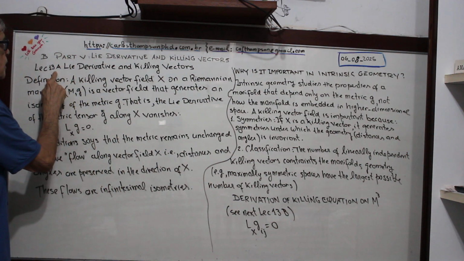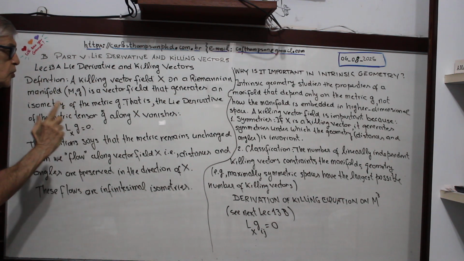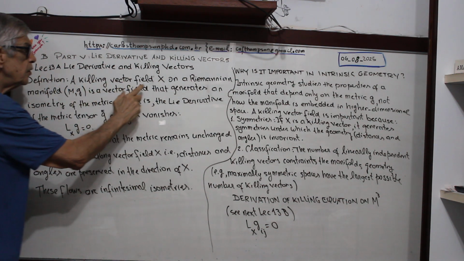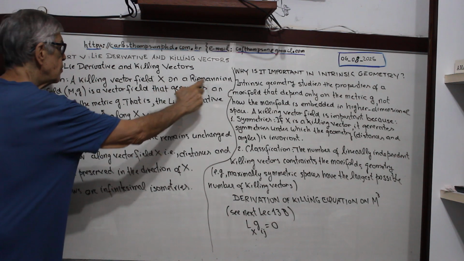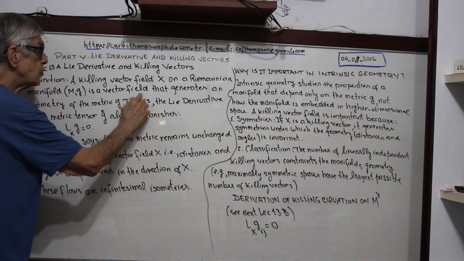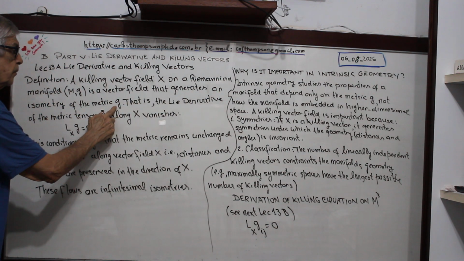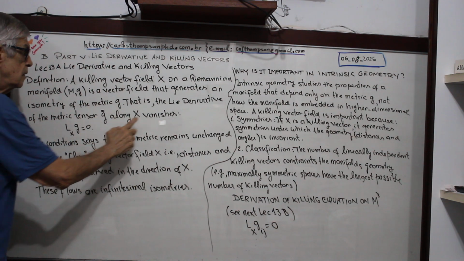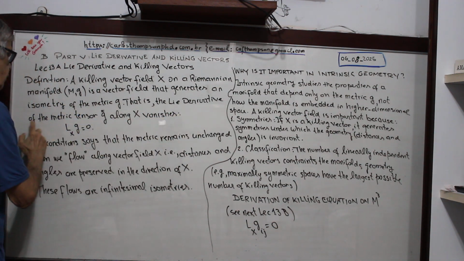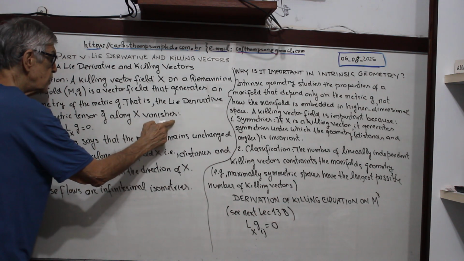Lecture 13a, Lie derivative and Killing vectors. Definition. A Killing vector field X on a Riemannian manifold (M, g) is a vector field that generates an isometry of the metric g. That is, the Lie derivative of the metric tensor g along X vanishes.